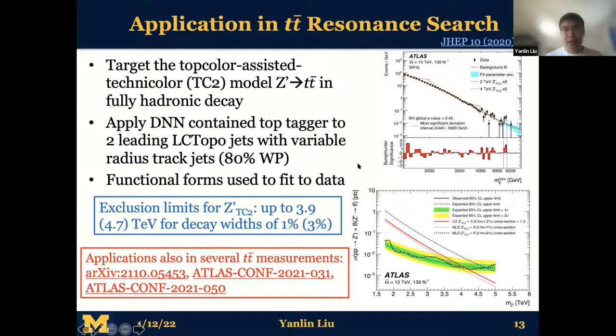In the end, there's no significant excess observed, and we have set the exclusion limit on the Z prime cross section as a function of the pole mass, as shown in the bottom right plot. For this TC2 model, the Z prime has been excluded up to 3.9 TeV or 4.7 TeV, depending on the decay width.